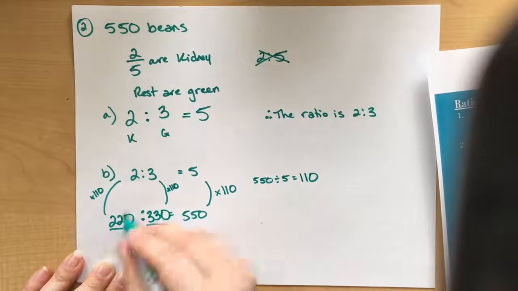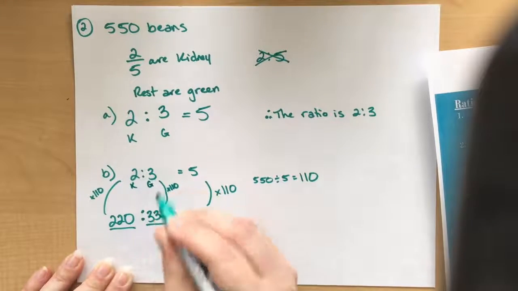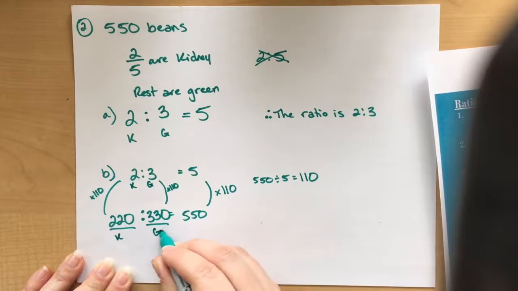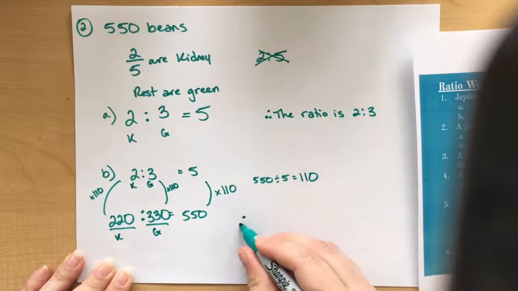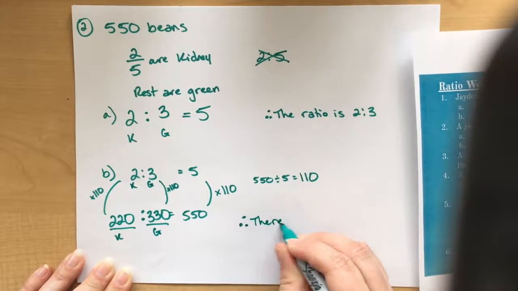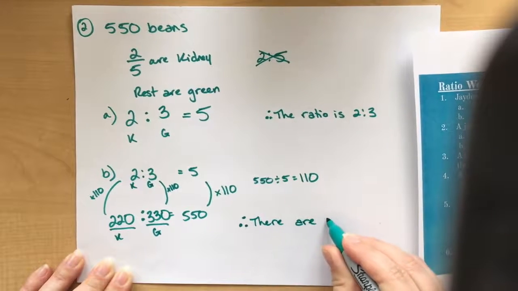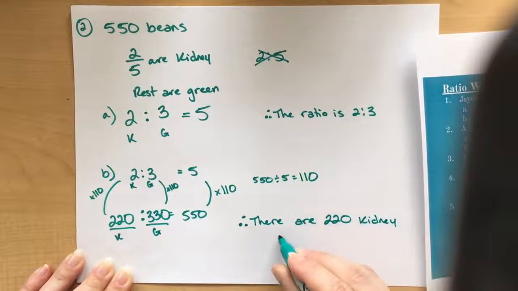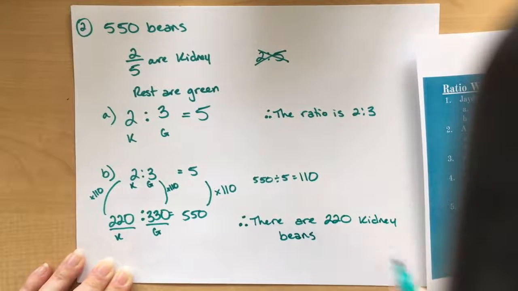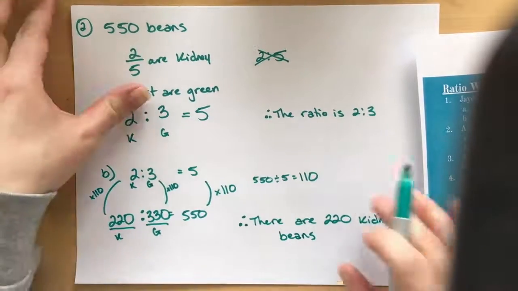Okay, so again, that was my kidney, green beans, kidney, green beans. The question was asking how many kidney beans are there in a jar? There are 220 kidney beans. Okay, so that's for question 2. Question 3.